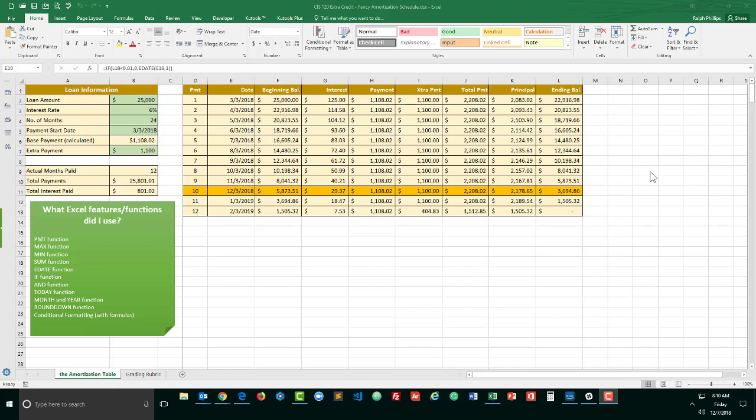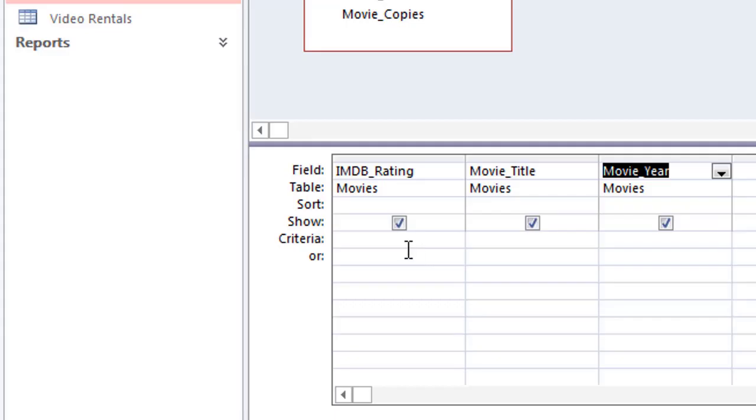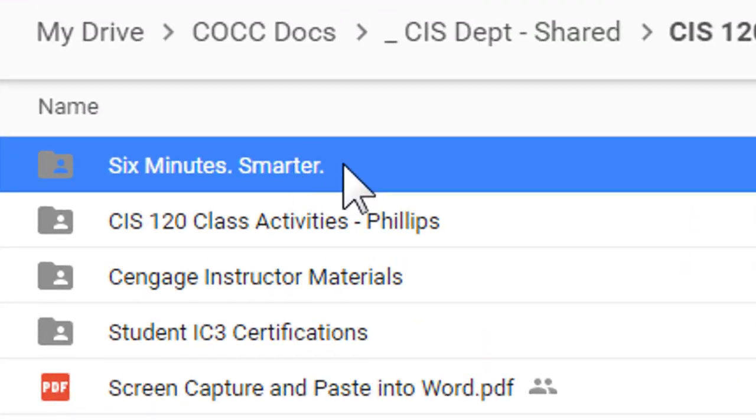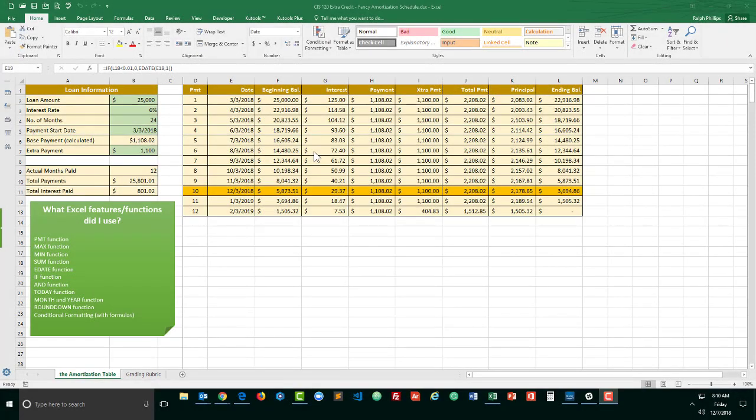Hey, this is Ralph, and in this video and the videos that follow, I want to go over this amortization table in Excel. This was an extra credit activity, and basically a user should be able to interact with this amortization table using only this section over here in the top left corner.